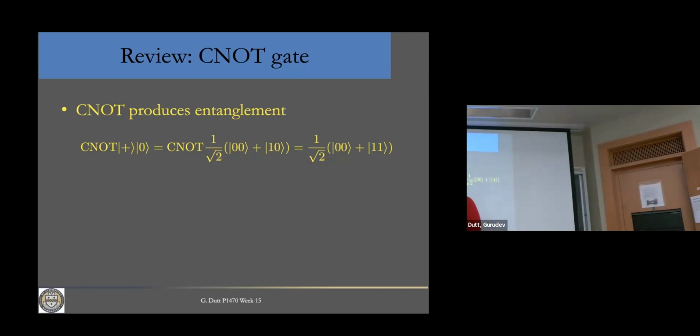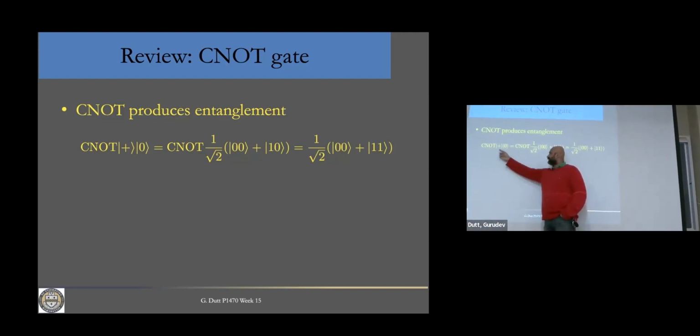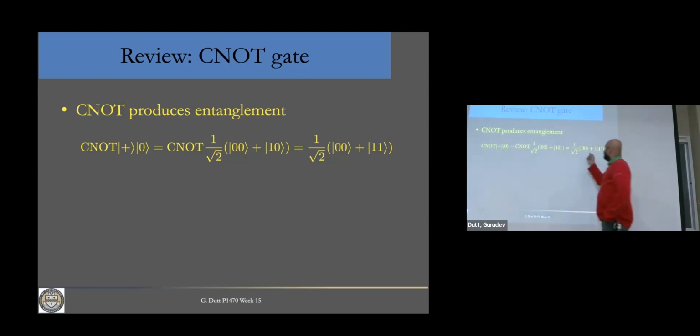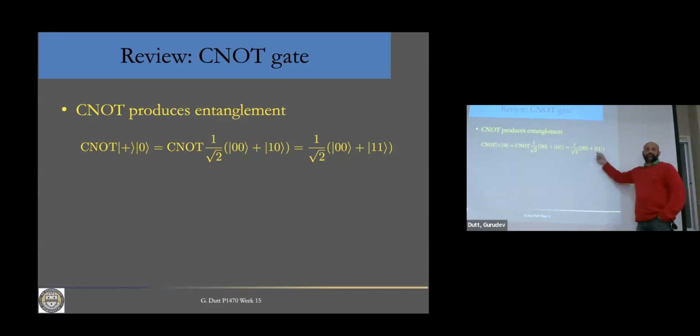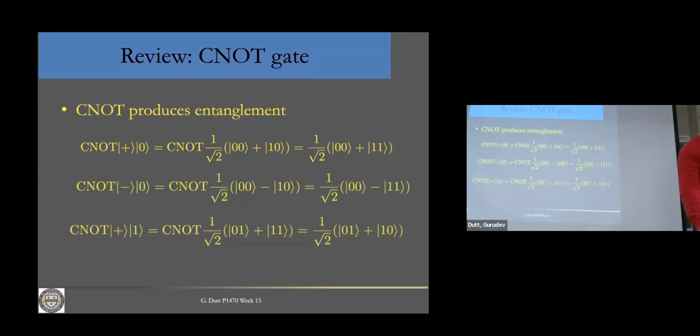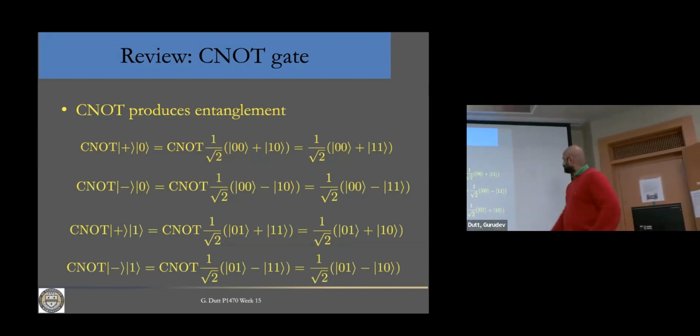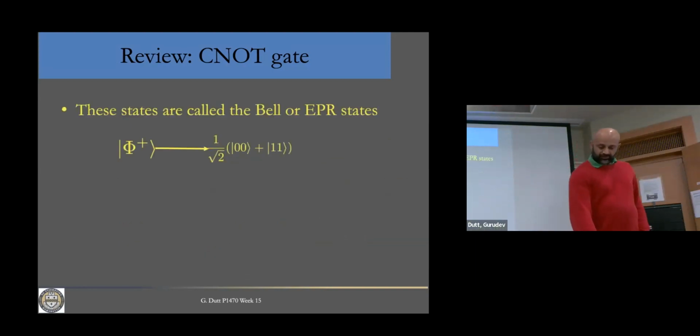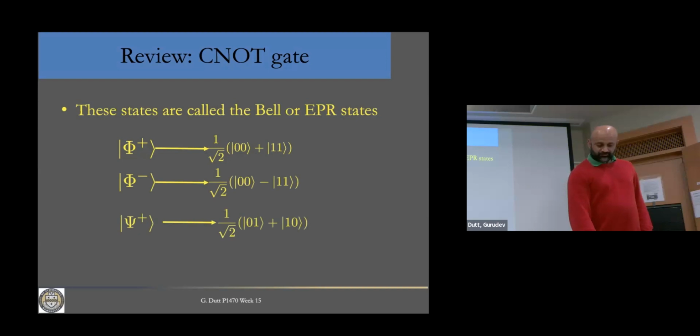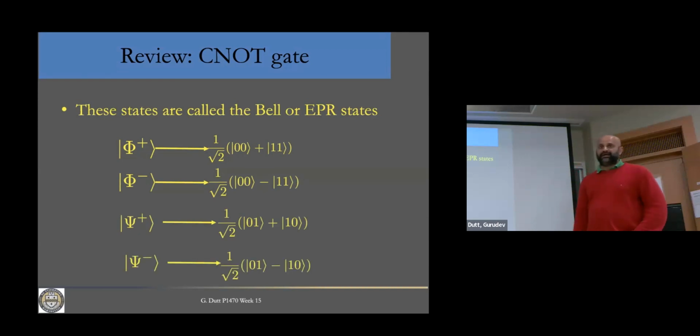So I start with one of the qubits in a plus state and the other one in 0. This is a completely separable state because it can be written as a product of the two states. But by acting with the CNOT gate, I end up with one of these states which is not separable, which is an entangled state. And in fact, in this case, it's maximally entangled. And if I start with any one of these other superpositions and apply the CNOT gate, I get these other states, which are given the names phi plus, phi minus, psi plus, and psi minus, and they're called the Bell or EPR states. And I'll say why in just a minute.